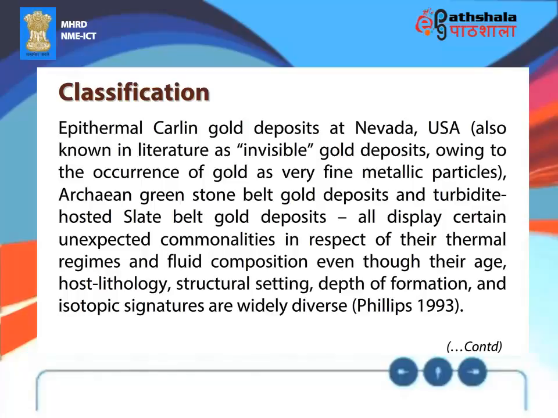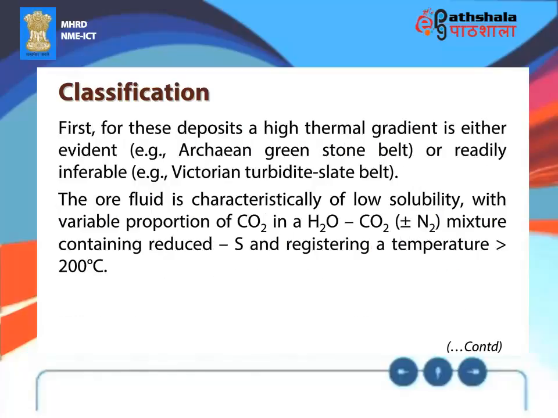Archean greenstone belt gold deposits and turbidite-hosted slate belt gold deposits all display certain unexpected commonalities in respect of their thermal regimes and fluid composition, even though their age, host lithology, structural setting, depth of formation, and isotopic signatures are widely diverse (Phillips, 1993). First, for these deposits, a high thermal gradient is either evident, for example Archean greenstone belt, or readily inferable, for example Victorian turbidite slate belt.